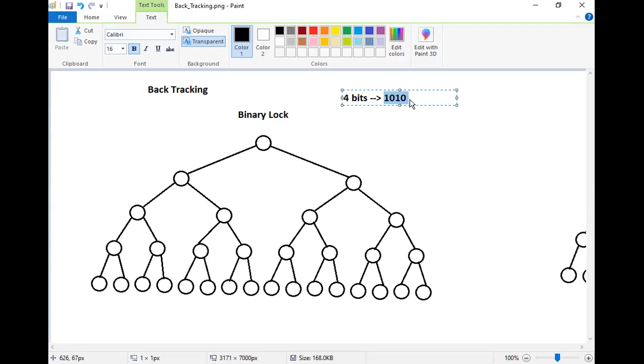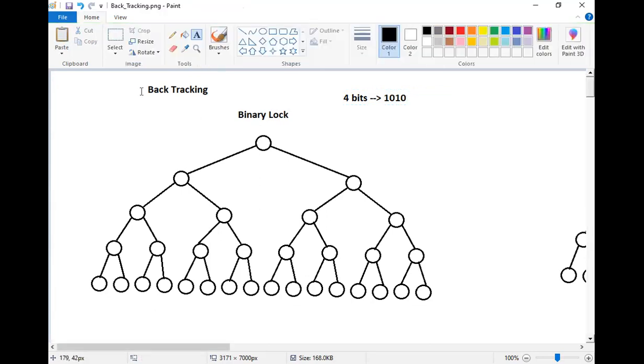Now here we know that this is the solution, or the password of the lock system, but how exactly can we find it out? There we can involve a mechanism called backtracking. Since it is made up of 4 bits, I'm assuming 4 bits. If you look at the tree here, there are 4 levels.